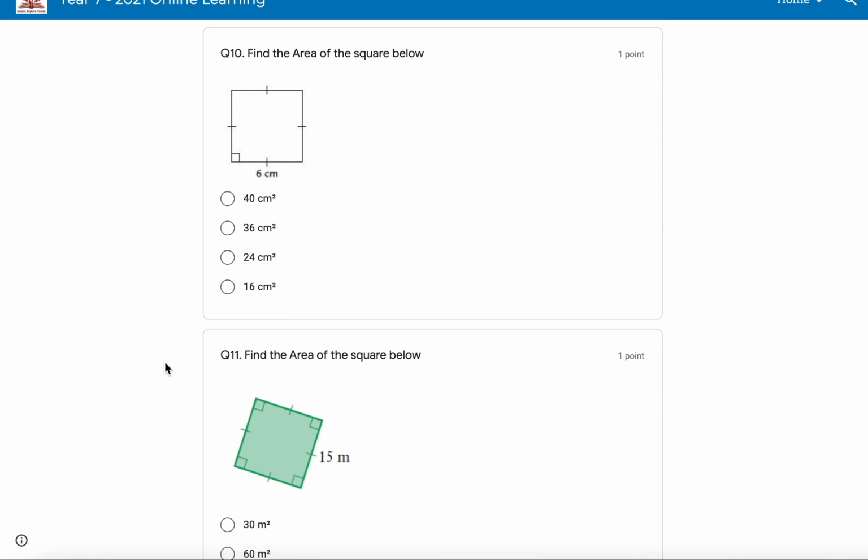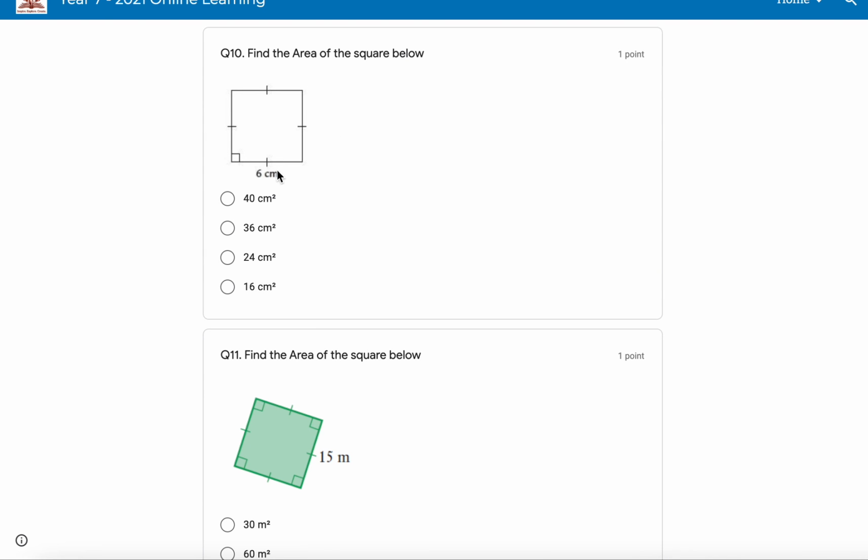Okay, this time we've got a square. It says find the area of the square below. So it's not a rectangle. So what's different about a square? Well, a square has all sides the same, okay? So a rectangle only has the opposite sides the same. But if we want to go one step further and classify it as a square, then it's actually got the sides that are next to each other the same as well. So all of the sides are the same.